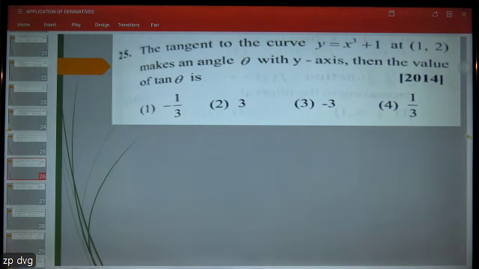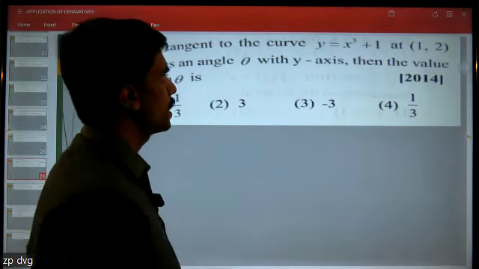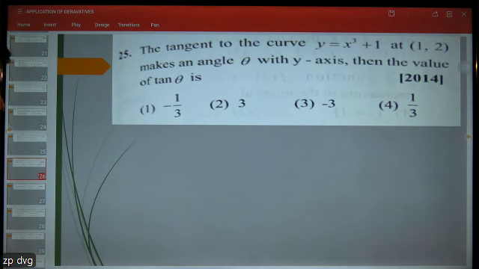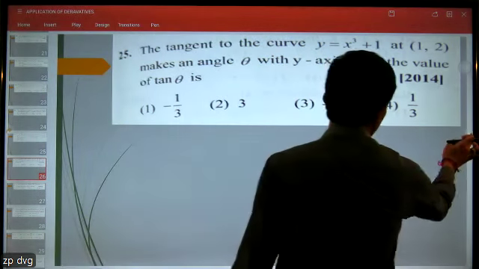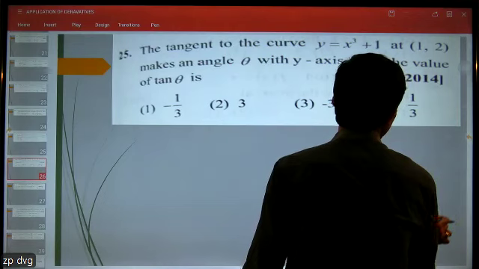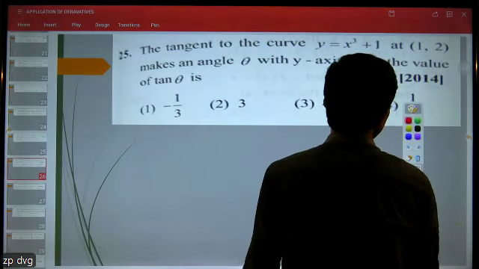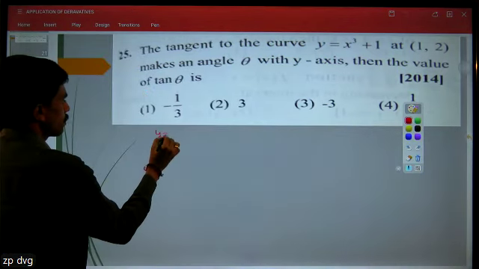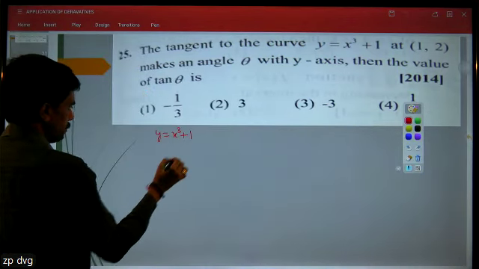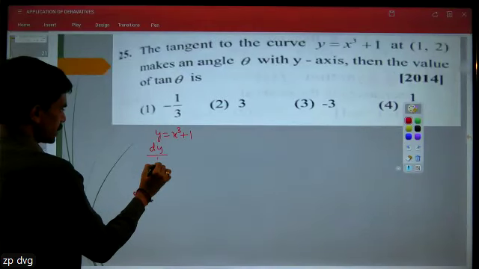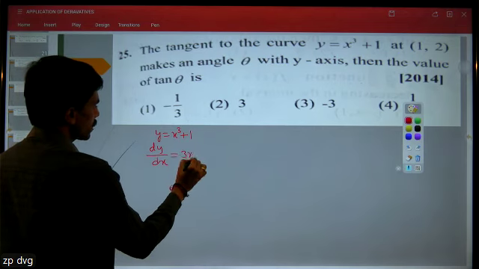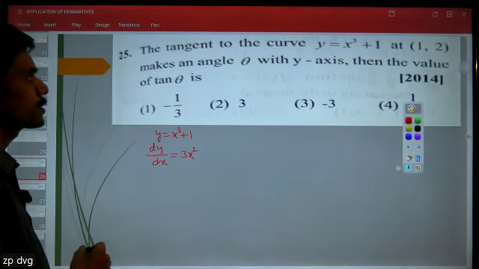The tangent to the curve y is equal to x cube plus 1 at (1, 2) makes an angle theta with y axis. Then the value of tan theta is. So the tangent to the curve, they given that y is equal to x cube plus 1. Differentiate with respect to x. dy by dx equal to 3x square.